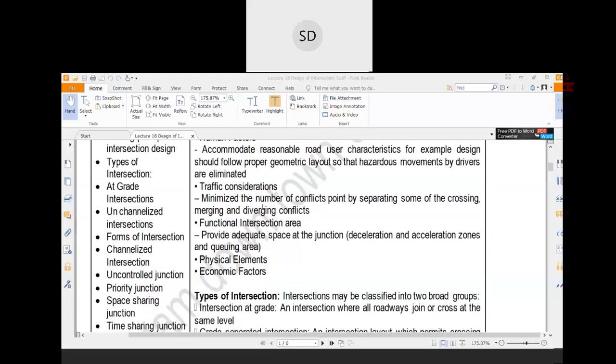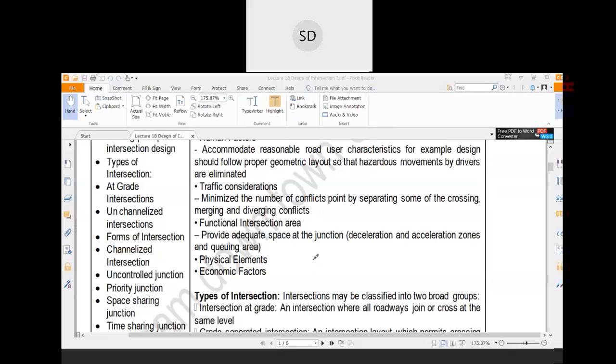Then, minimize the number of conflict points by separating some of the crossing, merging, and diverging conflicts. Now, what are these conflicts? Crossing conflict, merging conflict, and diverging conflict. Let us discuss this.